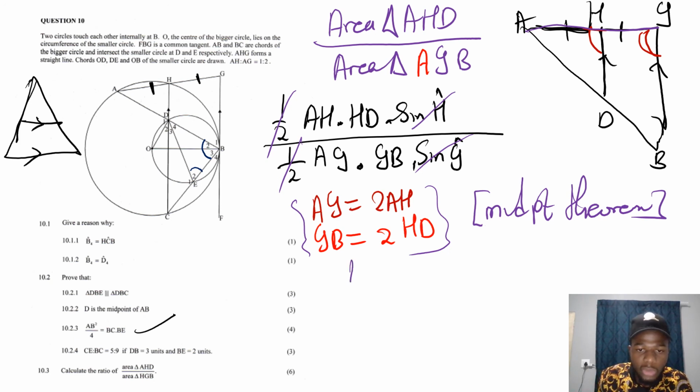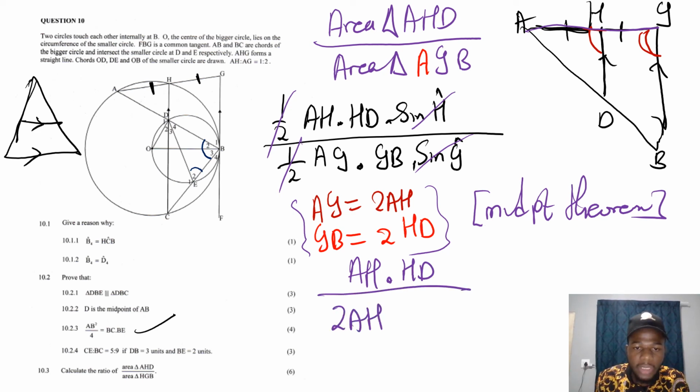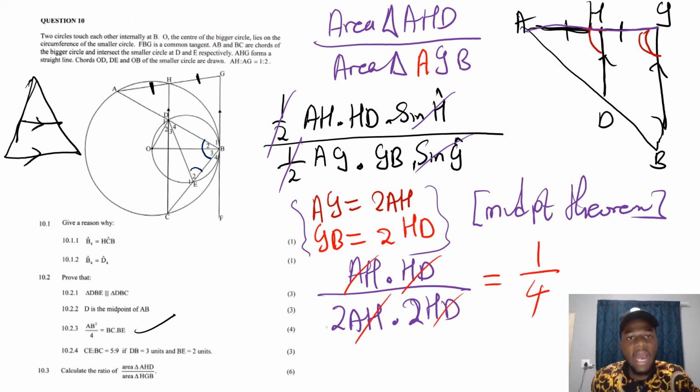Then we can go and substitute: AH multiplied by HD divided by 2AH multiplied by 2HD. I have substituted 2AH where there's AG and 2HD where there's GB. It's just a matter of substitution. Then AH and AH, HD and HD cancel, and we are left with 1 over 2 times 2, which is 1 over 4. We are done with that question, or rather, we are done with the whole question paper.